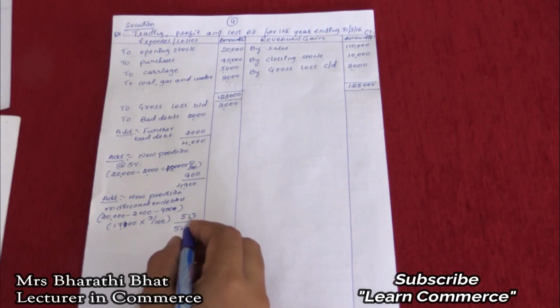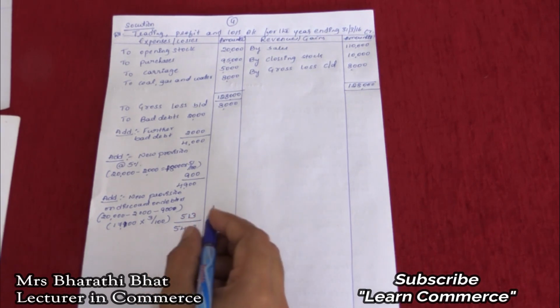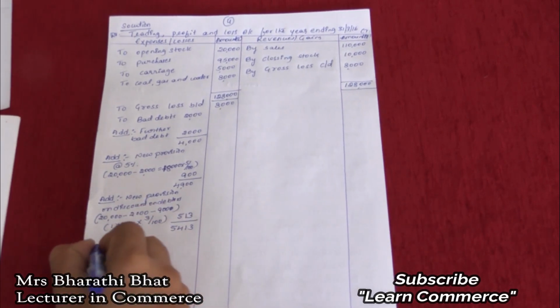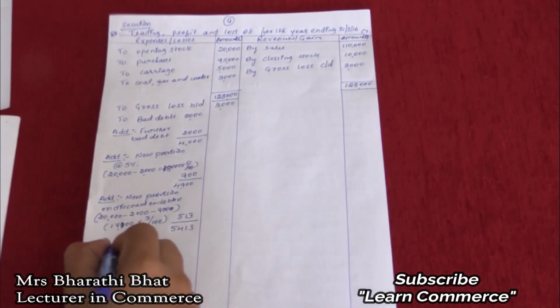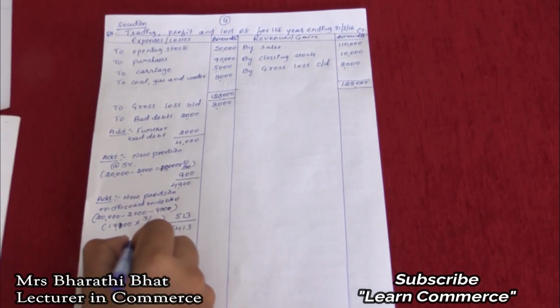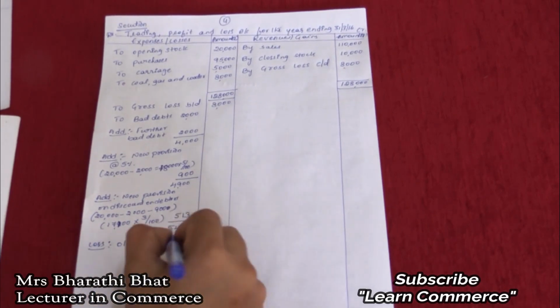See the trial balance once. Here, old provision is given. See the trial balance, the credit balance, bad debts provision. What you can do, you have to deduct the old provision which is given in the trial balance. So deduct old provision. Old provision, how much? 5,000.